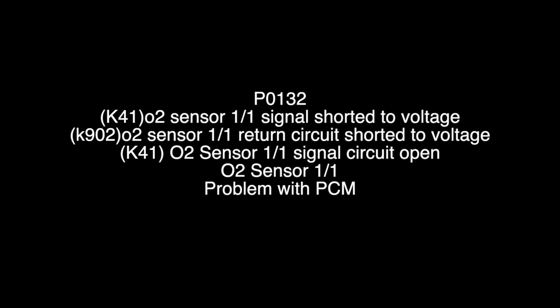The first thing we're going to look at is P0132 and possible issues. K41, O2 sensor 1-1 signal shorted to voltage. K902, O2 sensor 1-1 return circuit shorted to voltage. K41, O2 sensor 1-1 signal circuit open. O2 sensor 1-1, or a possible problem with the PCM.